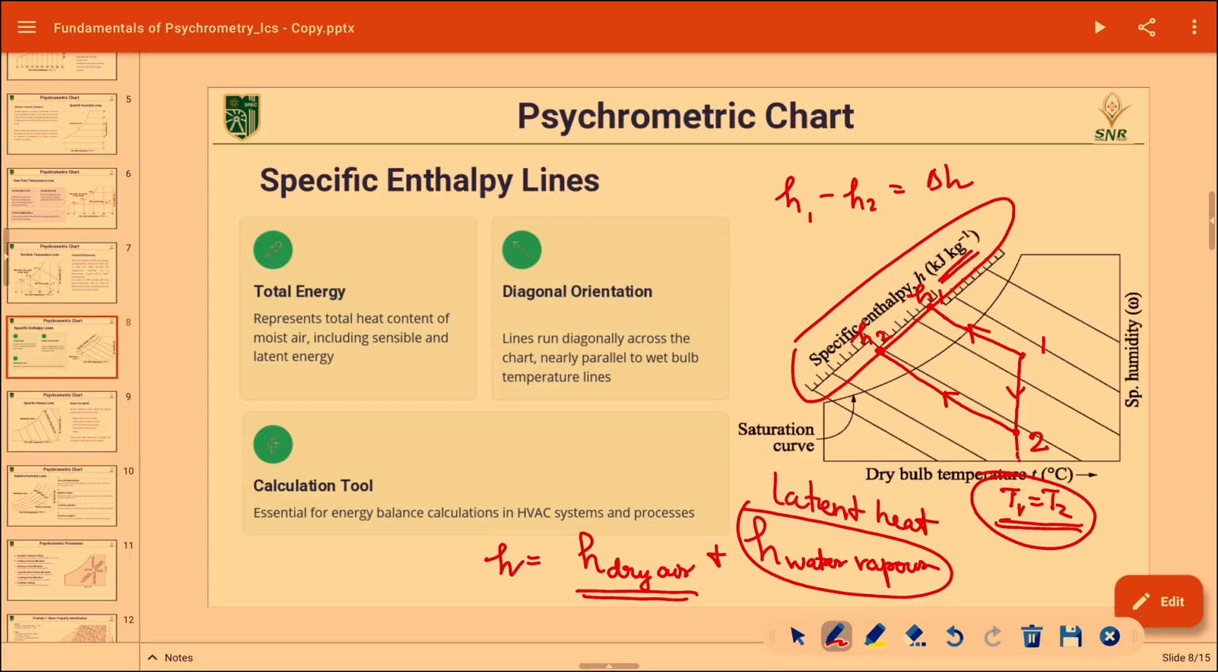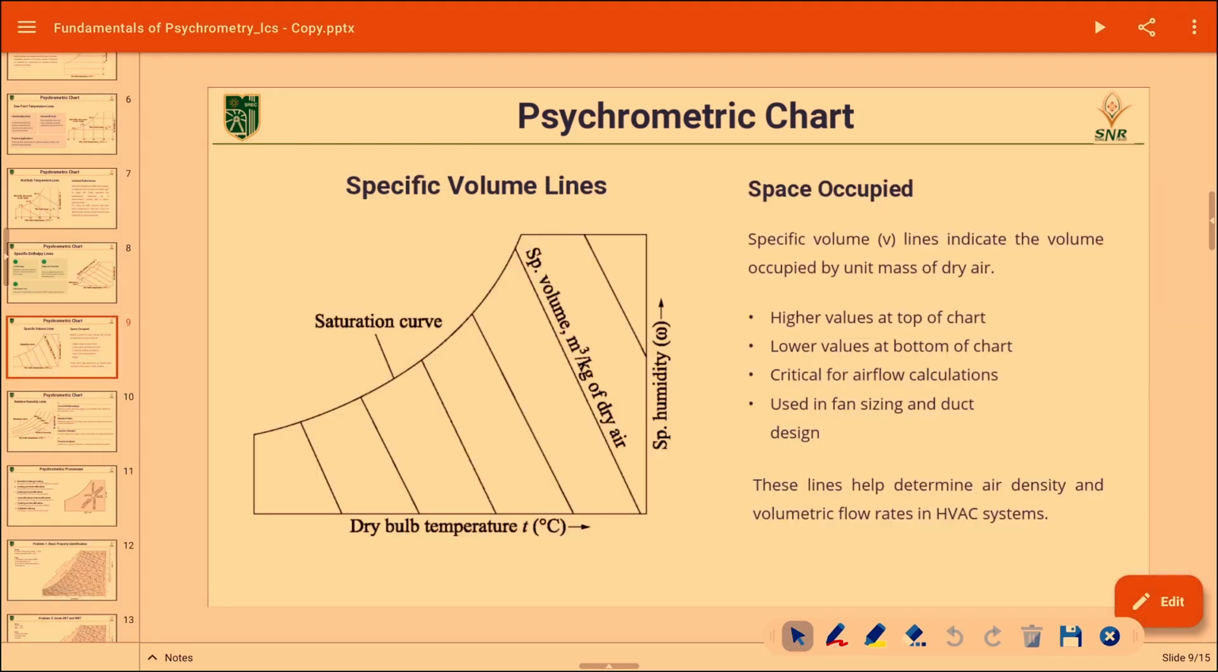Here you can find specific humidity has changed, right? So the contribution of this is from the decrease in the specific humidity, right? So this amount of latent heat load is removed from the air. Humidity is reduced, right?